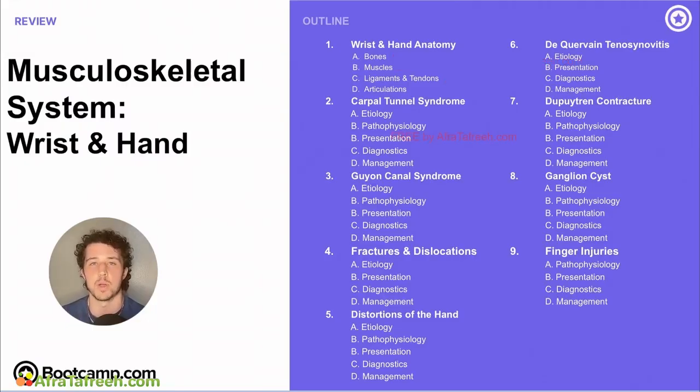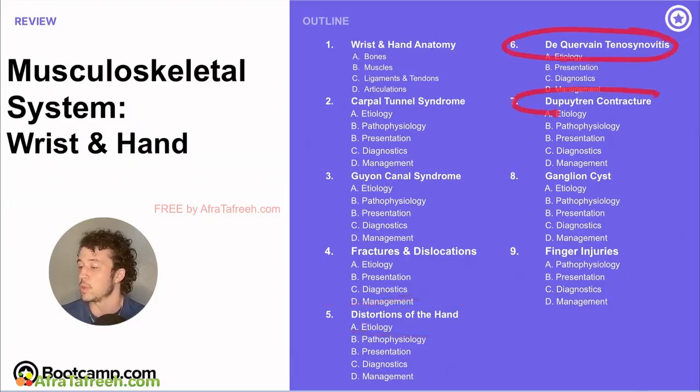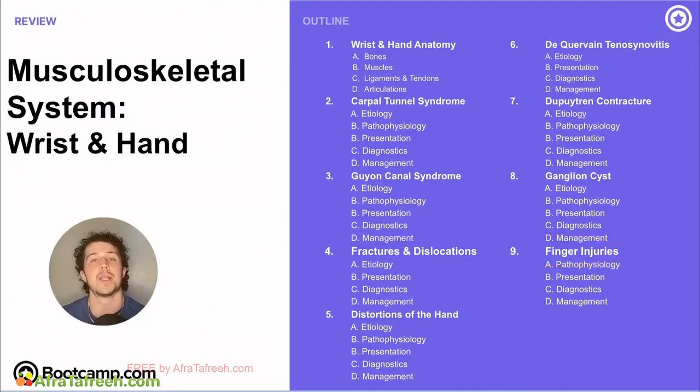the pathology moving forward. Then in the next video, we'll talk about the very common carpal tunnel syndrome and its lesser known sister, Guyon canal syndrome. Then we'll talk about fractures and dislocations of the hand and how to distinguish them. We'll talk about deformities of the hand, which will be from nerve injuries. Then we will finish with de Quervain tenosynovitis, Dupuytren contracture, a ganglion cyst, and last and certainly not least, finger injuries. So without further ado, let's hop into it.